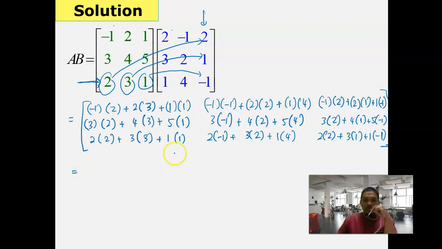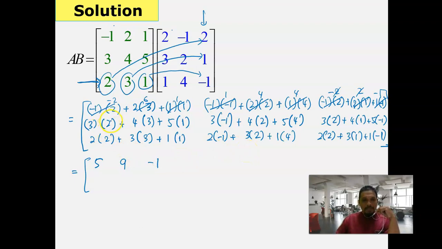So now we are going to add all of this. For example, negative 1 times 2 is negative 2. 2 times 3 equal to 6. 1 times 1 equal to 1. So 6 plus 1 equal to 7 minus 2 equal to 5. Negative 1 times negative 1 is 1. 2 times 2 equal to 4. 1 times 4 equal to 4. 4 plus 4 equal to 8. Plus 1 equal to 9. 2 times negative 1 is negative 2. 2 times 1 equal to 2. 1 times negative 1 is negative 1. Negative 2 plus 2 equal to 0 minus 1. It is negative 1 here.